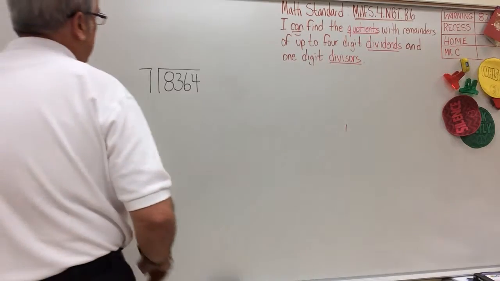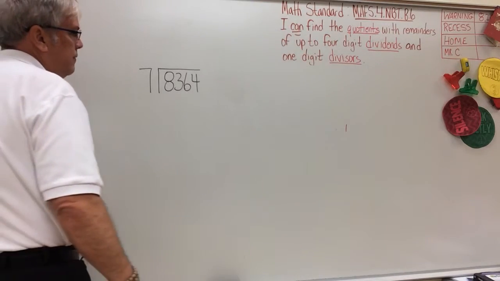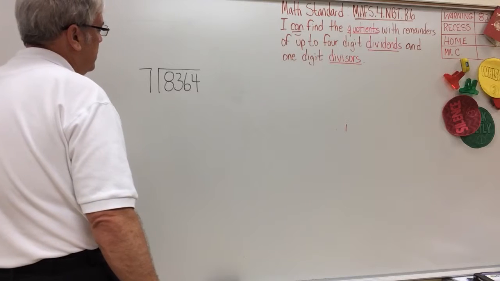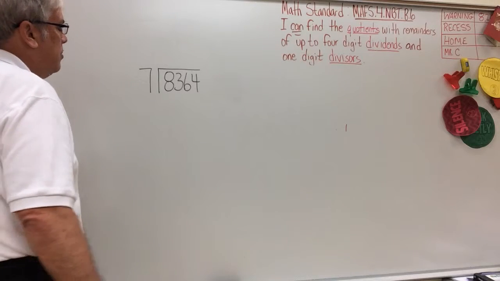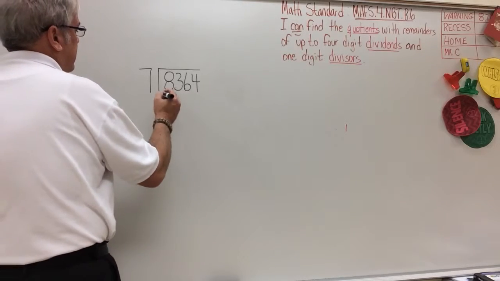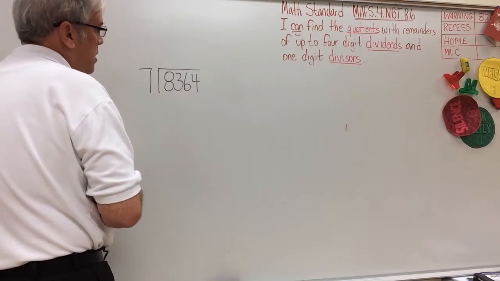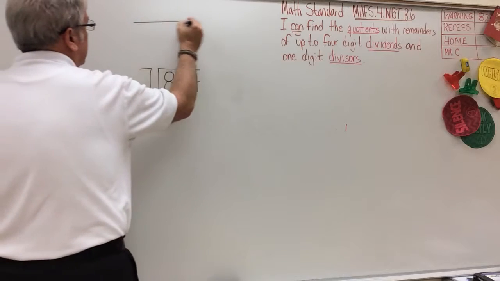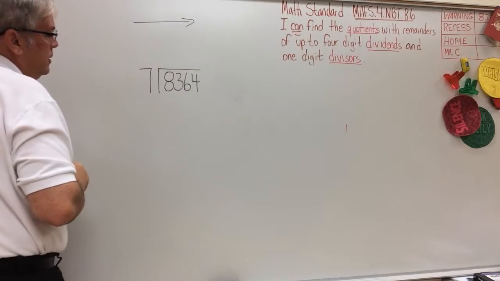Ladies and gentlemen, this video is a continuation of the last video that I presented. Now this is a 4-digit number. It's very much the same thing. The only difference, of course, is we've added a digit to the thousands place. And remember, first thing, we work from left to right.